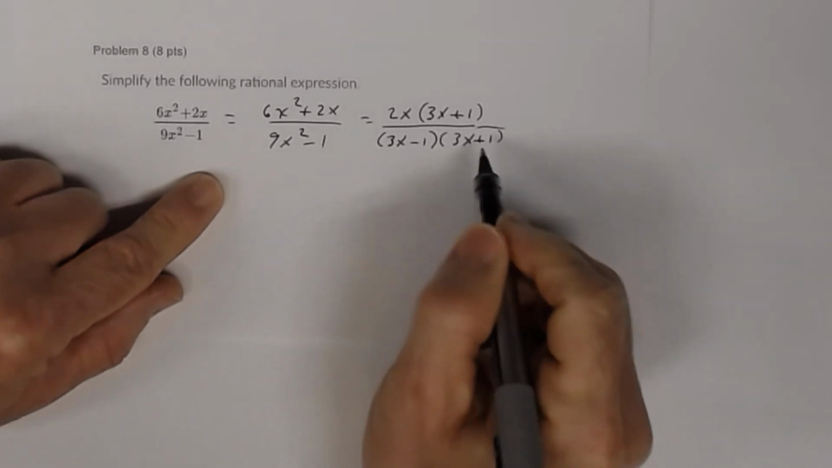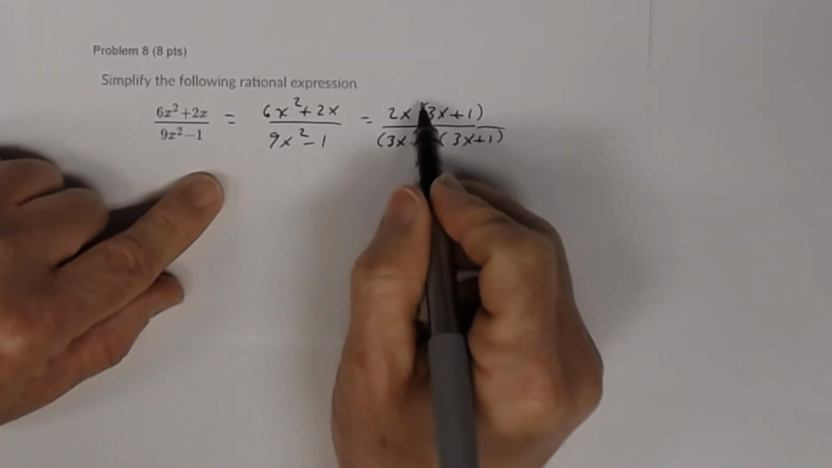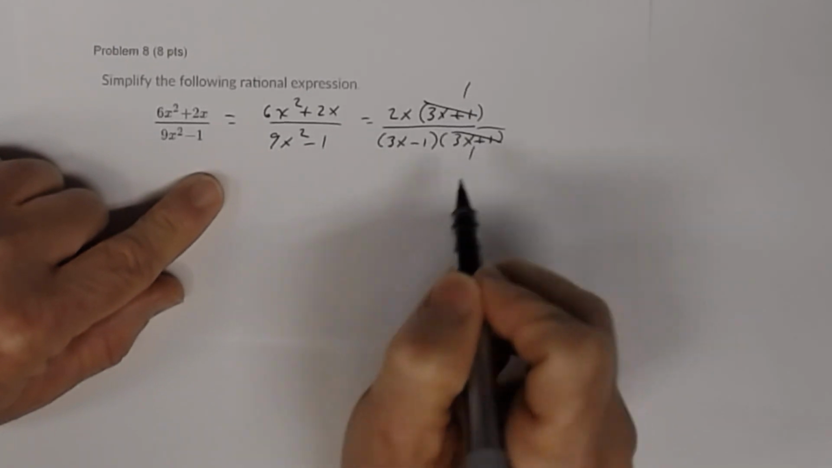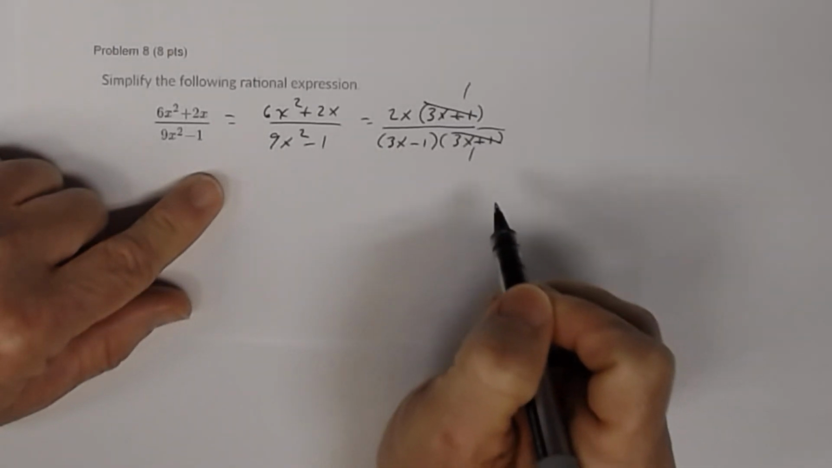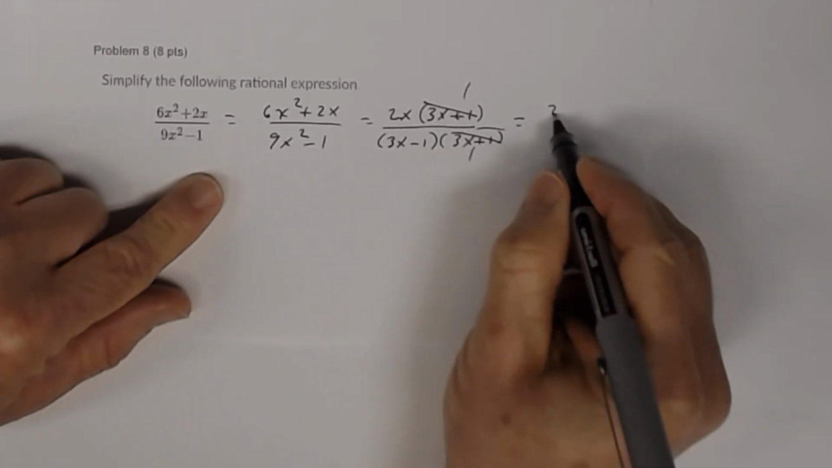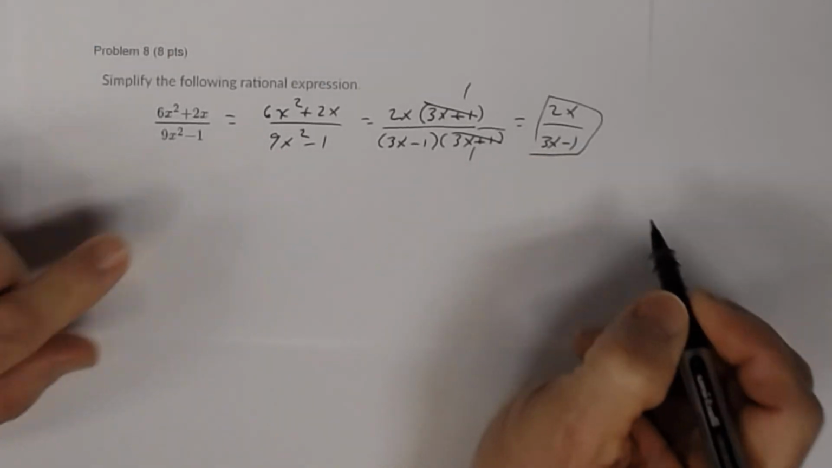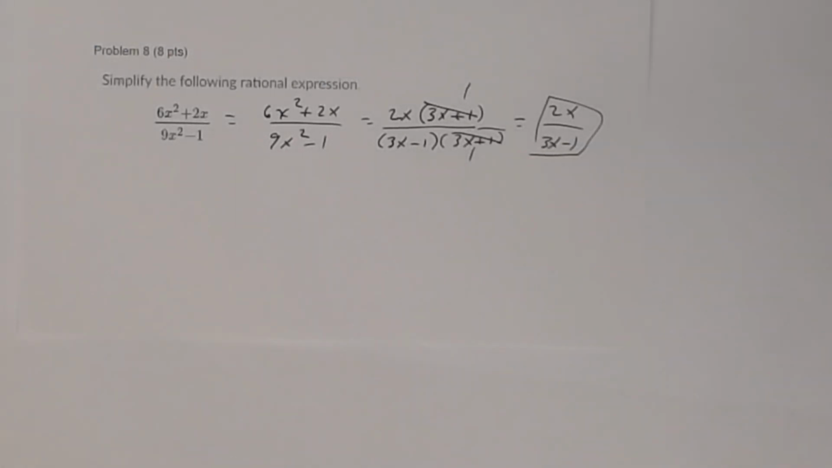So now the next thing you have to do is to reduce these common factors. You have to show that you are reducing those. And so the answer will be 2x times 1 is 2x divided by 3x minus 1. All right, so that's number 8. Now let's look at number 9.